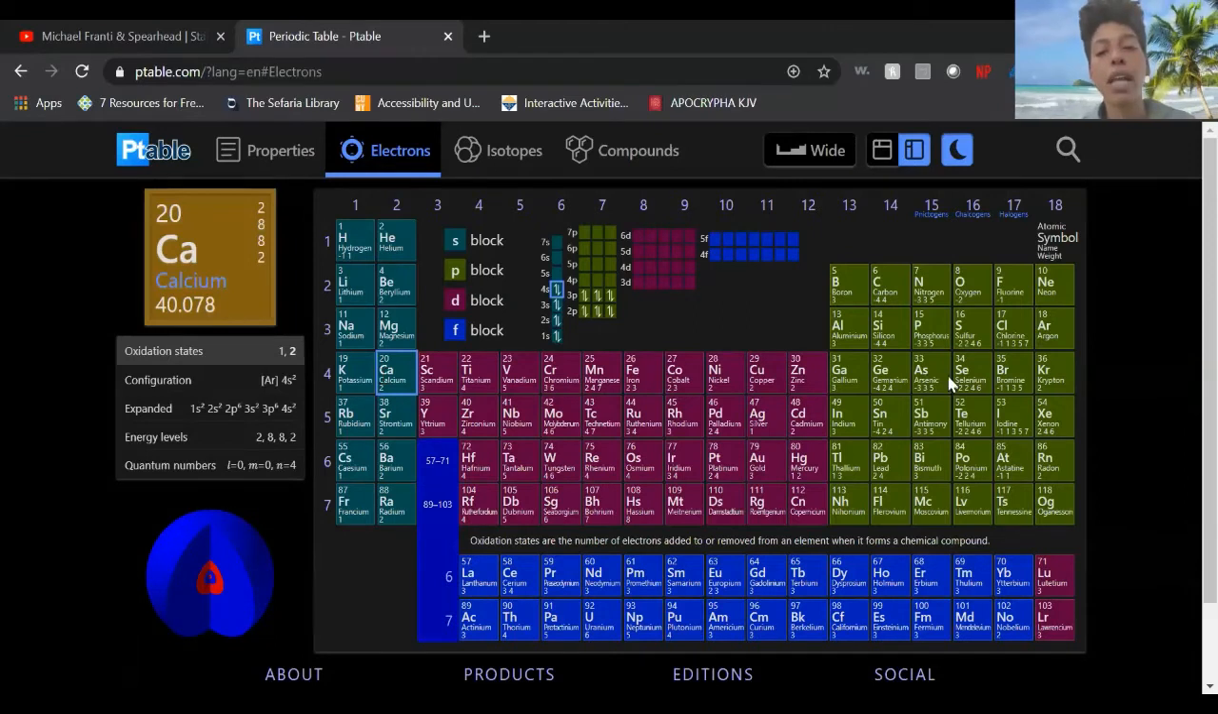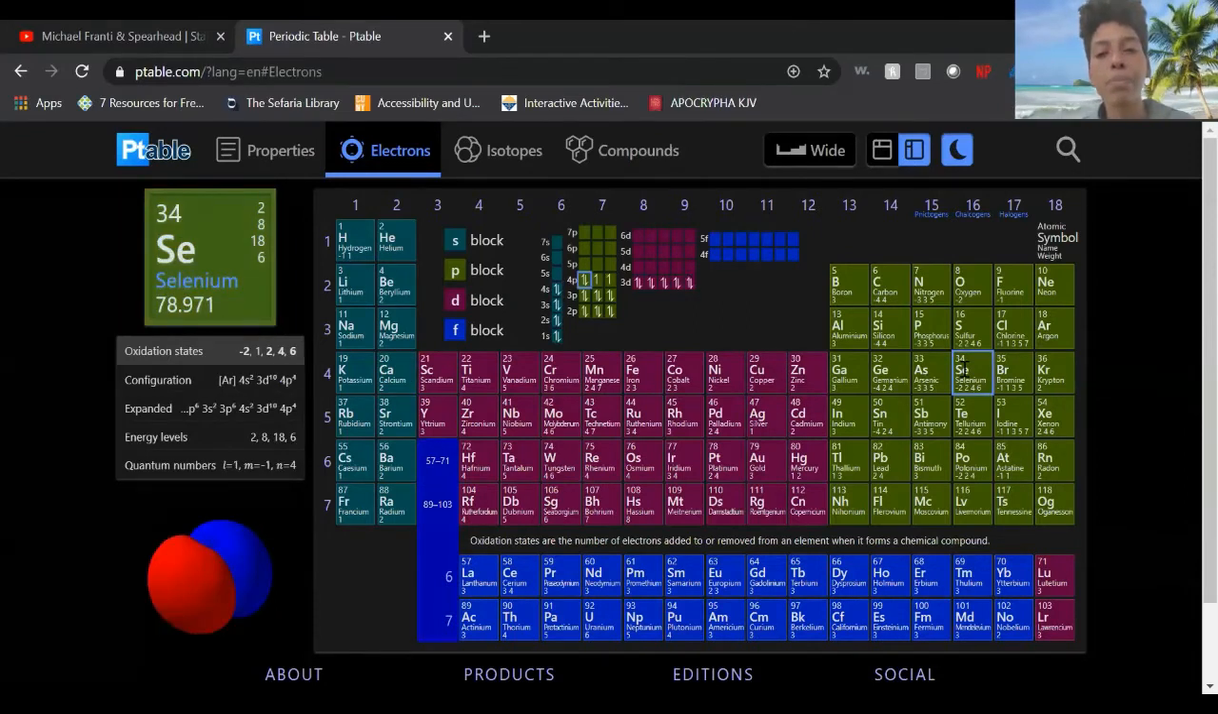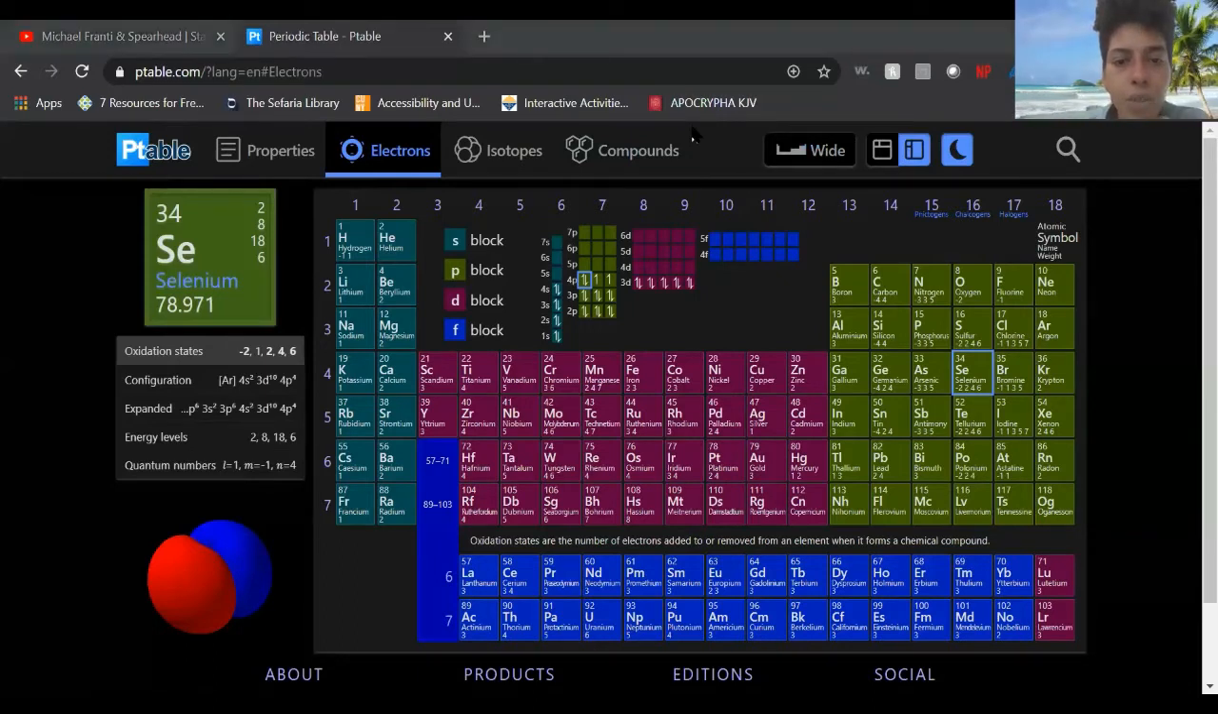Whereas if we're looking at a non-metal, it's going to gain electrons to not become like the noble gas in the brackets, but the following noble gas. Okay? Back to the PowerPoint.